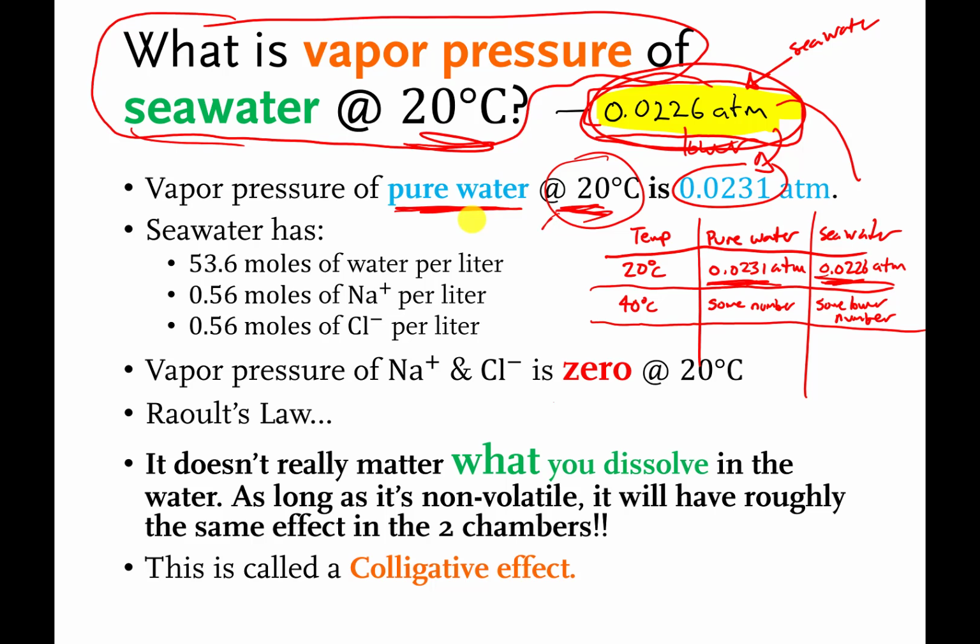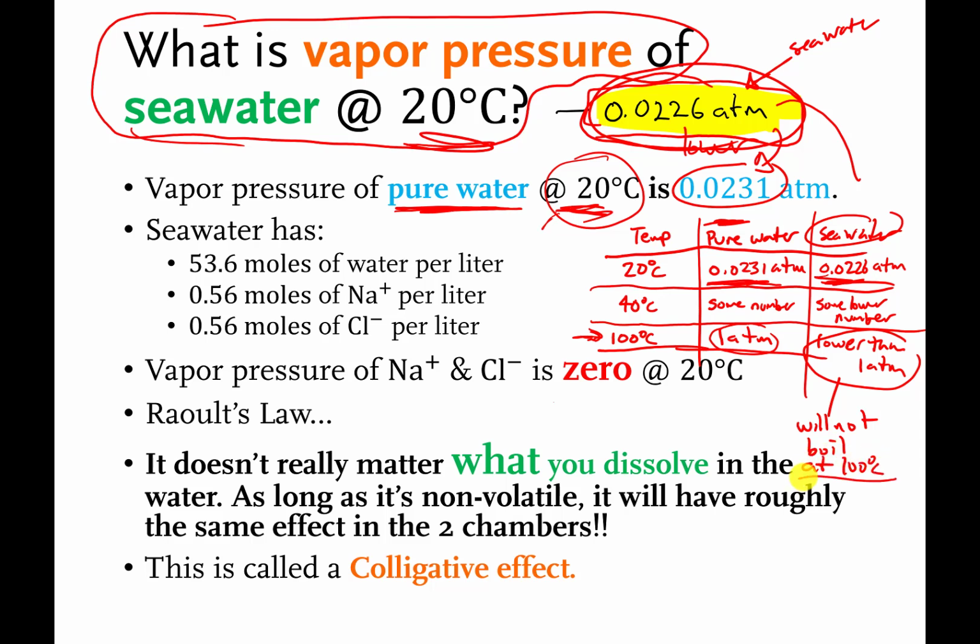And the point that I want to make here is that there's something special that happens at 100 degrees Celsius. If you remember, water boils at 100 degrees Celsius, and our definition of boiling point is that the vapor pressure of the liquid has to be equal to the outside pressure. So we know that for pure water at 100 degrees Celsius, the vapor pressure has to be 1 atm because the outside pressure at sea level is 1 atm. What this means is if we have seawater at 1 atmosphere of pressure, the vapor pressure is lower than 1 atm. And what that means is seawater will not boil at 100 degrees Celsius because it doesn't have enough vapor pressure to do it.